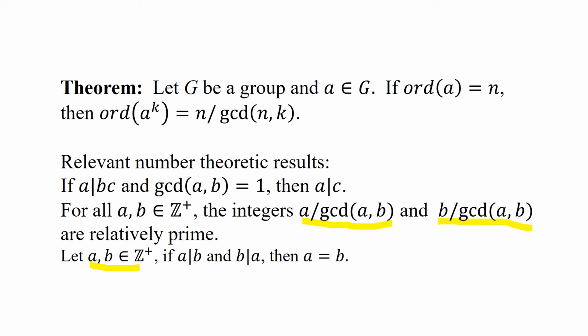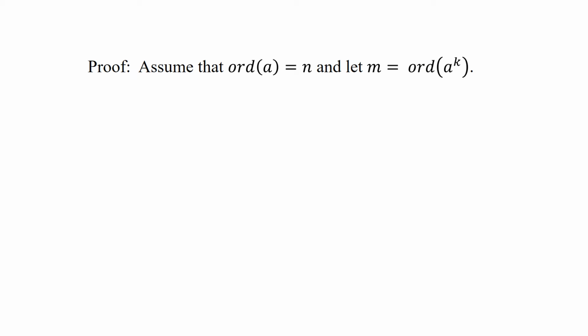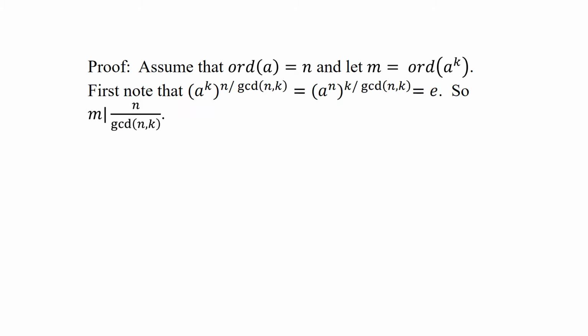Let's move on to the proof of our formula and give a name m to the order of a to the k. We're interested in showing that m is n over the GCD of n and k. So the first thing we're going to do is take a to the k and raise it to the power of n over the GCD of n and k. The only way for the order of a to the k to be this ratio is if I take a to the k, raise it to that power, and get e. That's at least a necessary condition. It's not sufficient, but it is necessary.